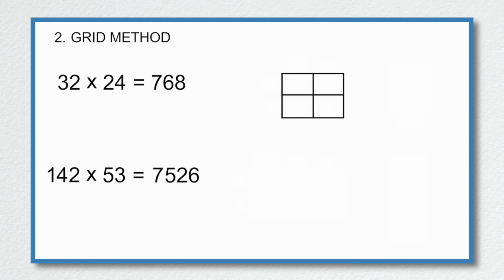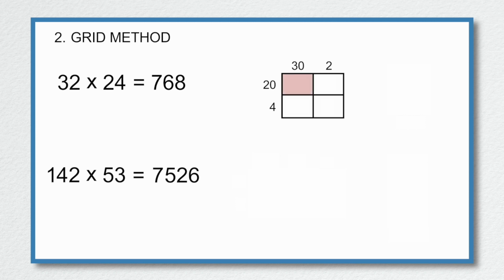32 is 30 add 2. So we write the 30 here and we'll write the 2 here. 24 is 20 add 4. So we'll write the 20 here and the 4 here. You can, if you want to, have written them on the other side of the grid. We're now going to fill in the grid by doing 4 multiplications.